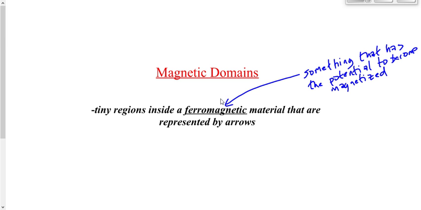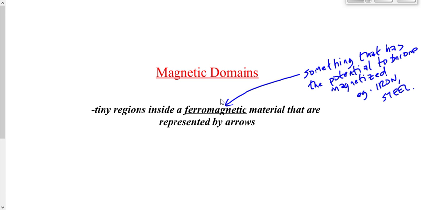And that is represented by an arrow. We'll deal with that in just a second here. Another example of a ferromagnetic material would be steel. Steel is an alloy of iron, right? There's lots of other examples as well. But understand that we're not talking about all metals. A ferromagnetic material is not equivalent to a conductor.